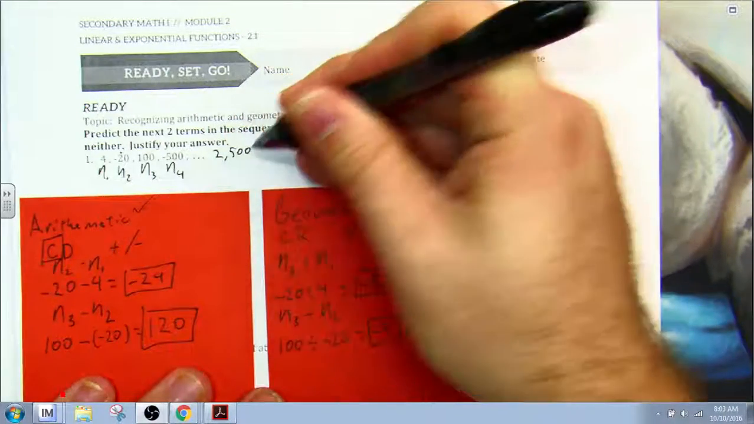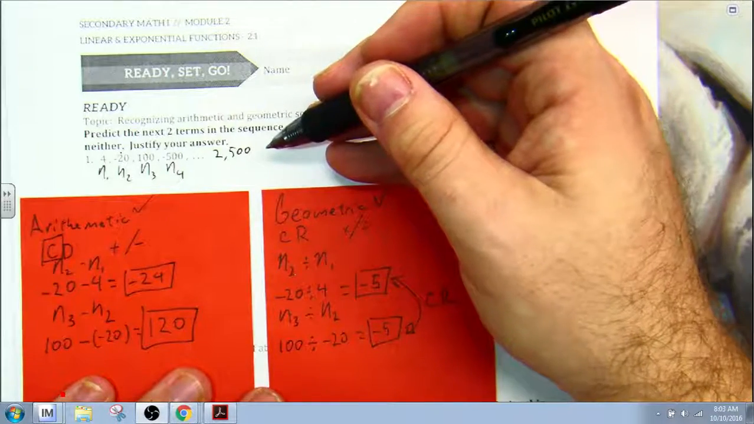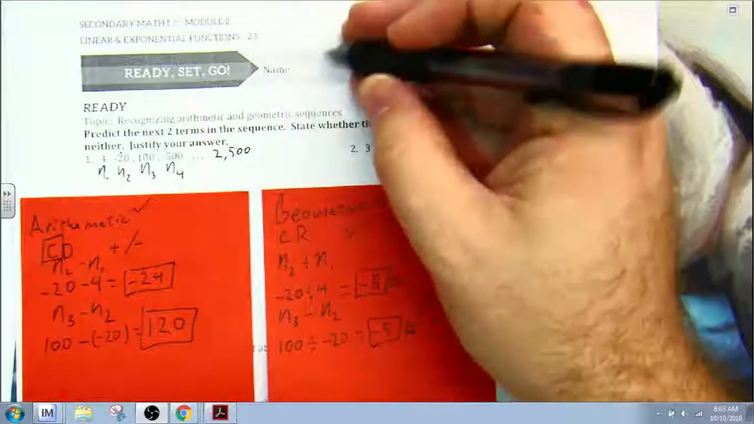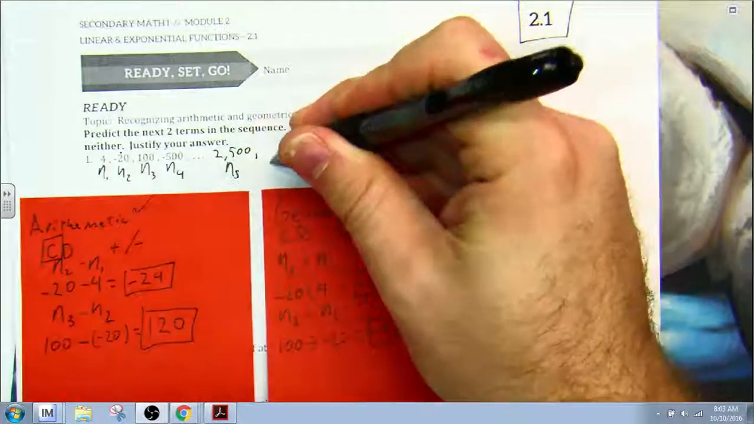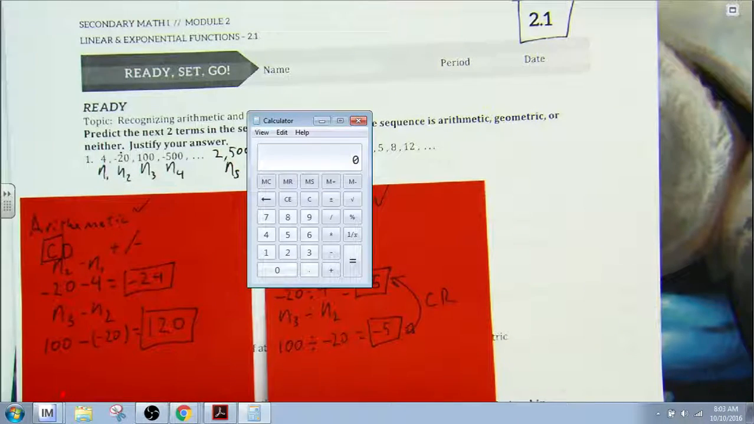2,500. And then I have to, is that right? 5 times 5 is 25. Yep, okay, good. I know what I'm doing. And now I have to take this and multiply it by a negative 5 to find my next term in the sequence. Let's just go ahead and do this on the calculator, save my brain a little bit of work.